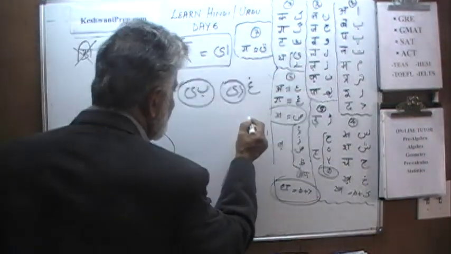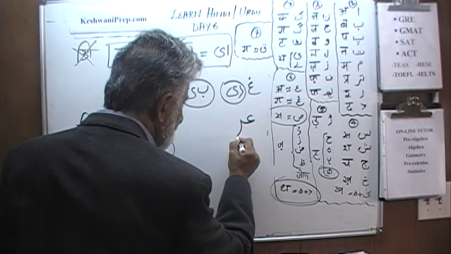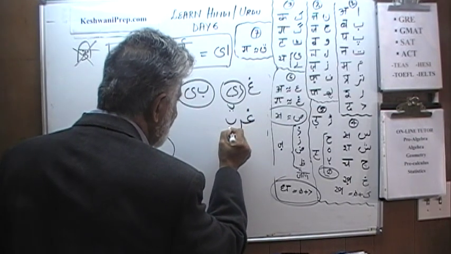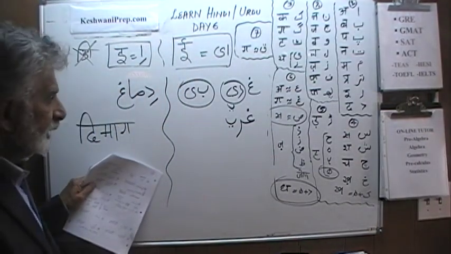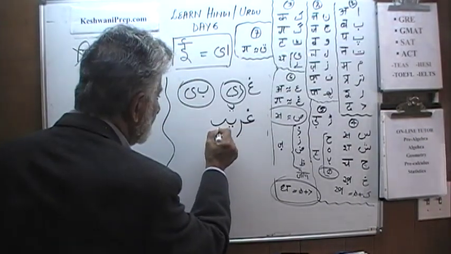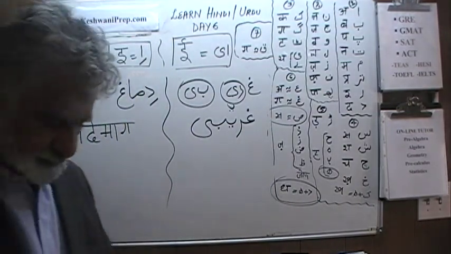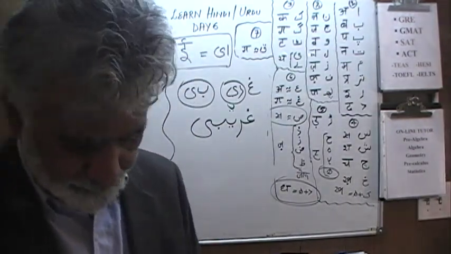How do we write it? G, R, and then this one is going to take this form, Gari, because it's coming in the middle of the word, Gari, then a B, and then Chodi. Garibi. Garibi as in poverty, as I said.